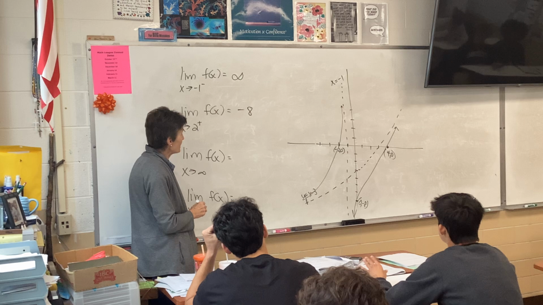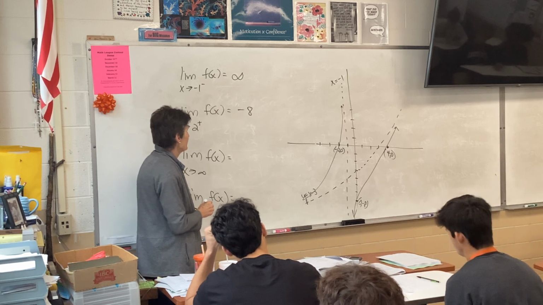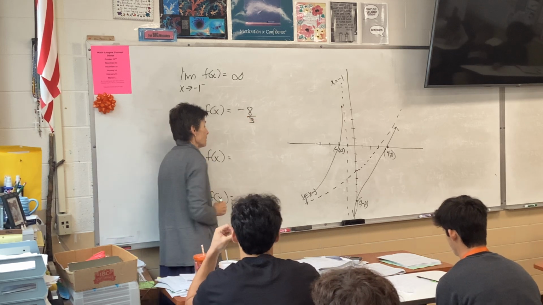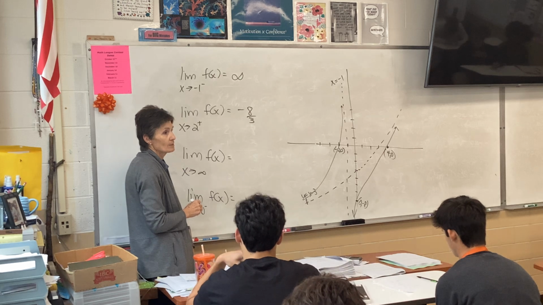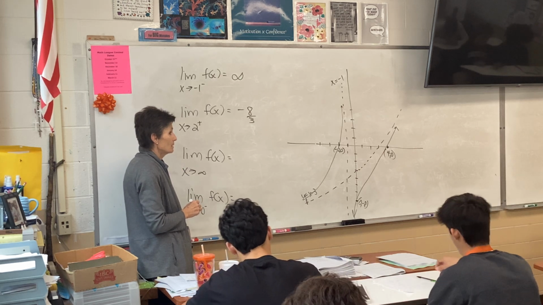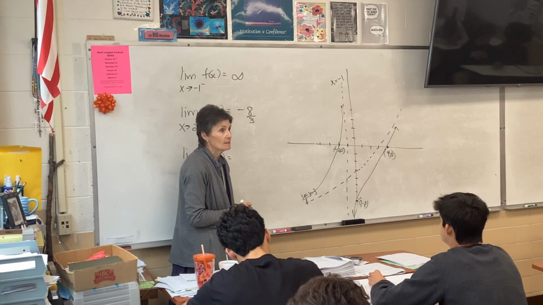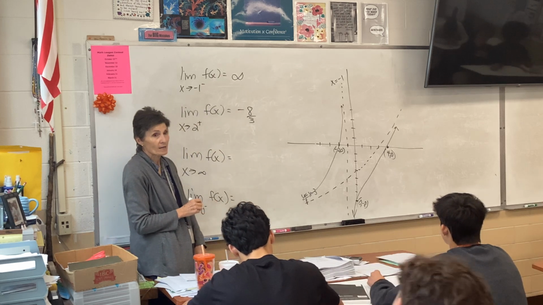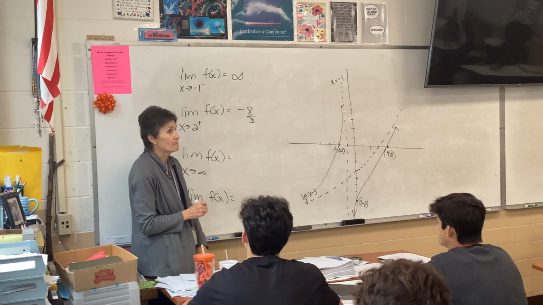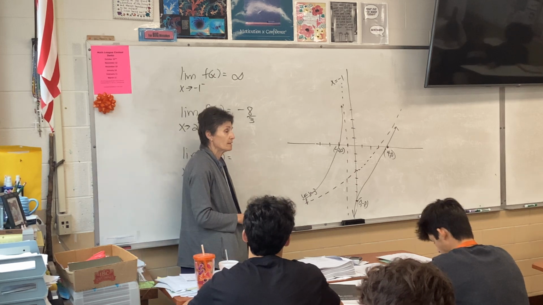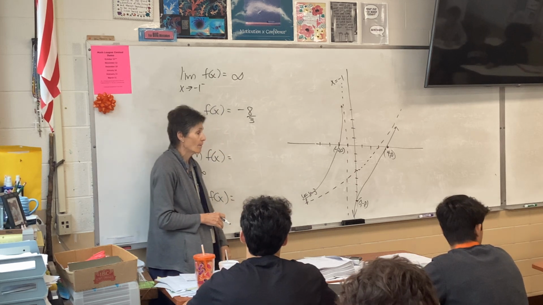Negative 8 over 3. Negative 8/3? Yeah. That makes more sense. How did I find that? I just plugged in 2. When do I just plug in? When I'm dealing with some random point, not something special.